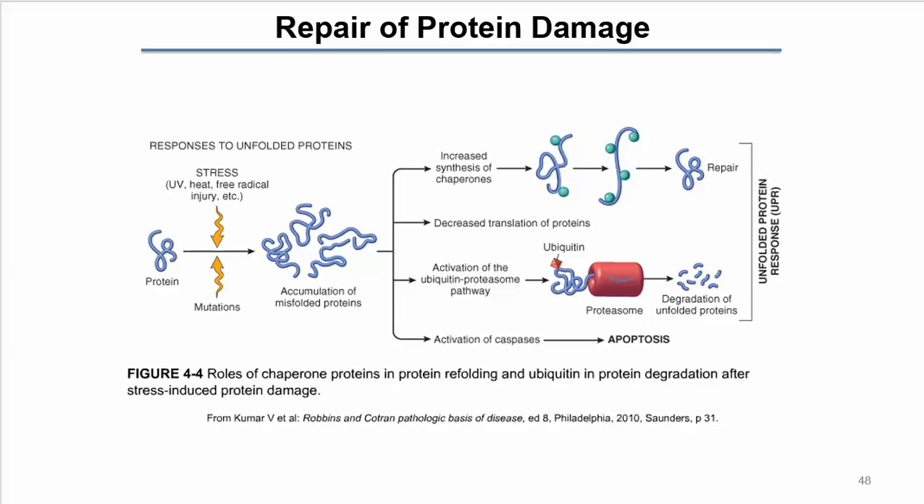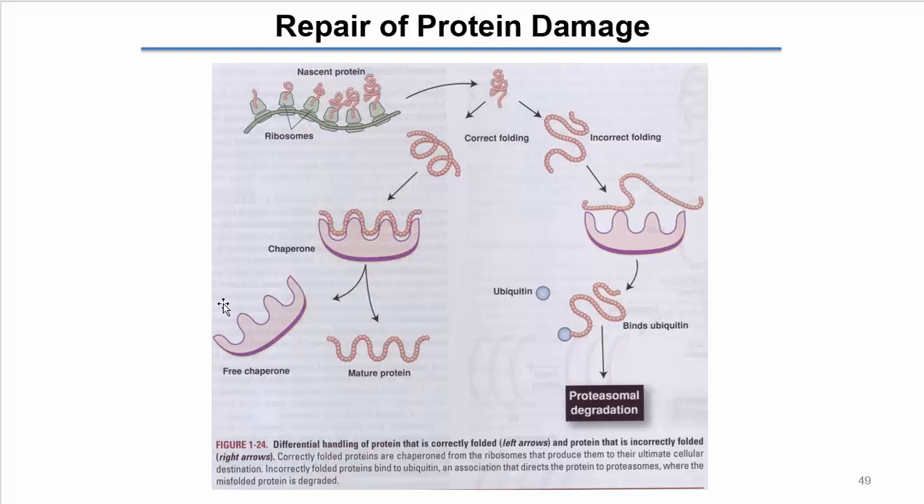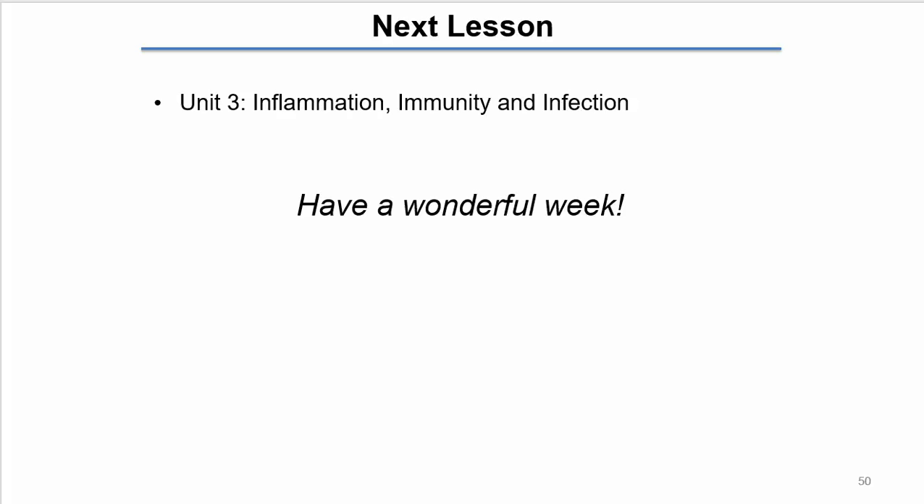This is another textbook's version of how these work. So the proteins are incorrect. They get folded by the chaperone, and you end up with the matured protein in the right configuration. If it doesn't fold correctly, then you get the ubiquitin, which then goes to the proteasomes, which then degrades it and removes it. So this is all of Unit 2.